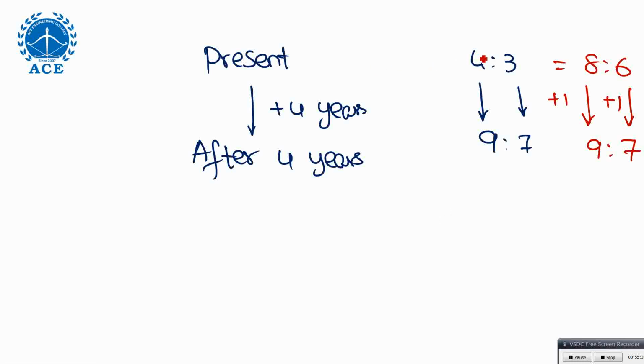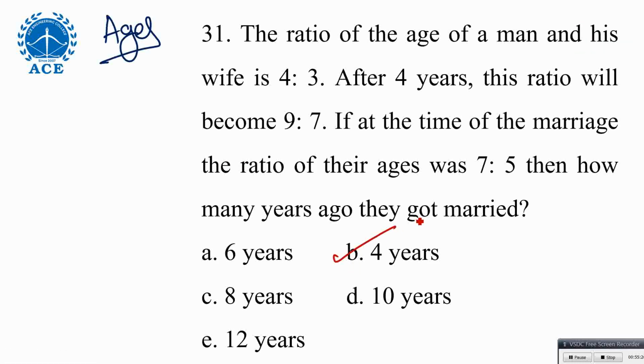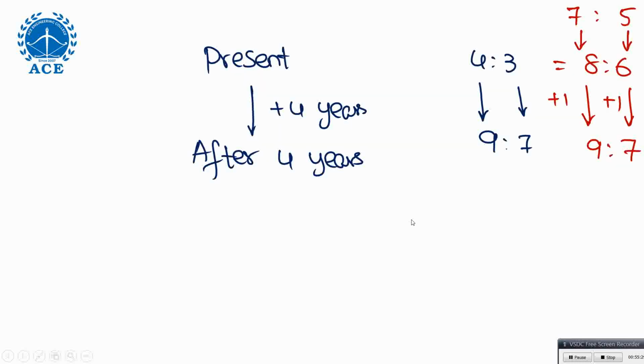Now they are asking how many years before they got married. This is the present age of the man and wife. The ratio at the time of marriage is 7:5. Here, how much is the gap? 1. 1 means 4 years. Answer complete. That's the advantage of the trick. Modifying that, 4:3 as is, you don't get things properly. If you make it 8:6, there is a 1 year gap, and that 1 year gap means they married 4 years before. That modification is what adaptability is.